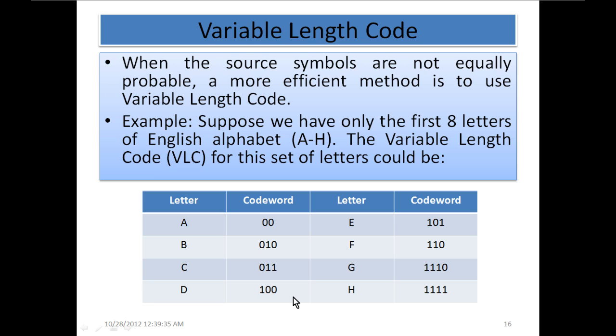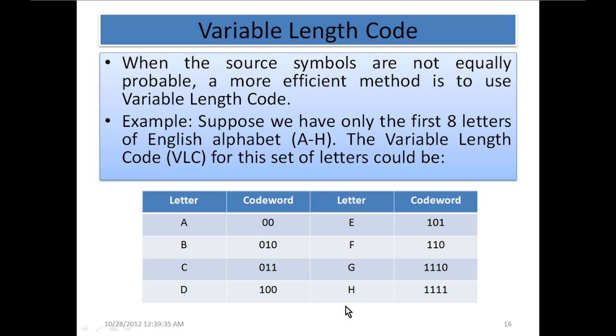For example, suppose we have only the first 8 letters of the English alphabet, A to H. The variable length code, VLC, for this set of letters could be 00 for A, 010 for B, 011 for C, 100 for D, 101 for E, 110 for F, 1110 for G, and 1111 for H. This is an important thing.